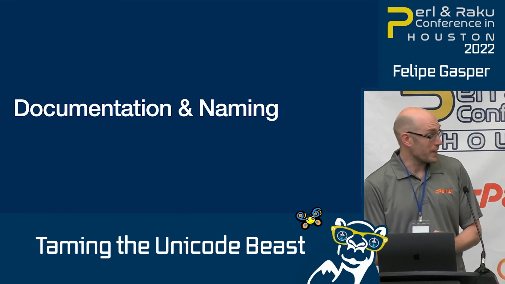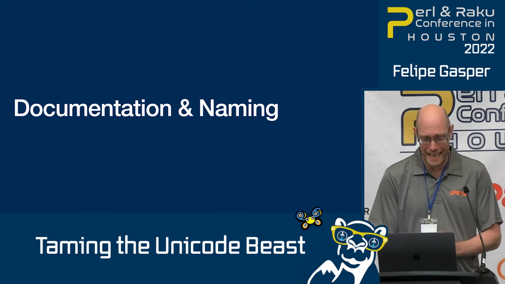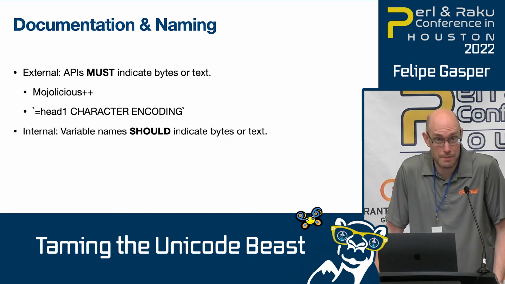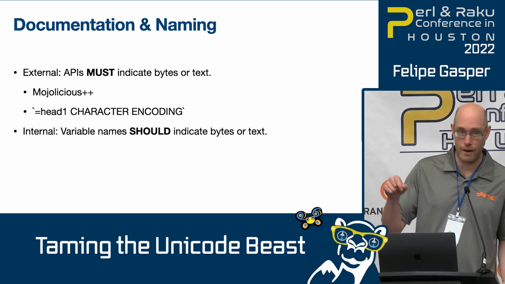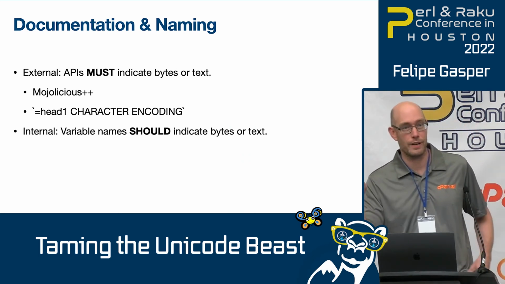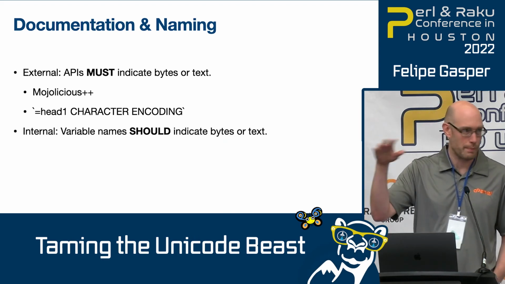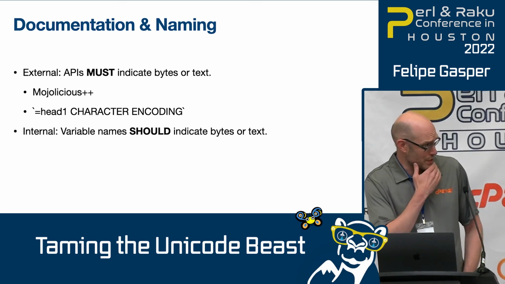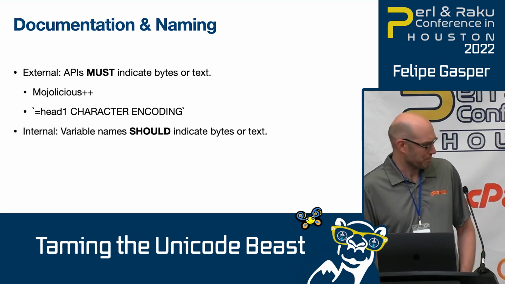A really important part of all of this is documentation and how we name things. This is where Mojolicious, I think, does an excellent job of being very careful about labeling all of its points of input or output as: this expects bytes, this expects characters, this gives bytes or characters. So when I've used Mojolicious for that end, I noted that and I was very happy to see that.